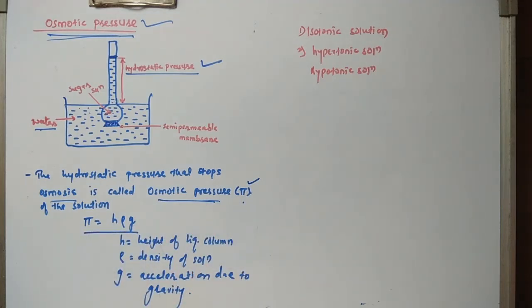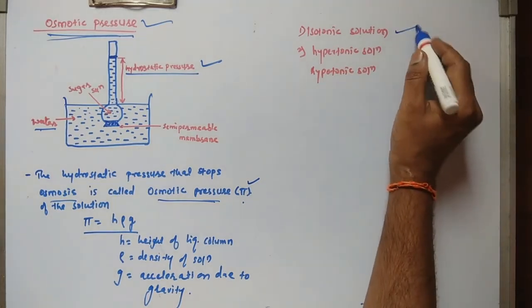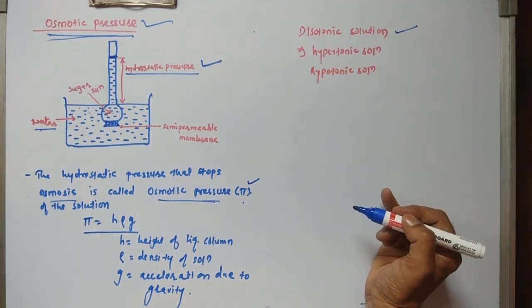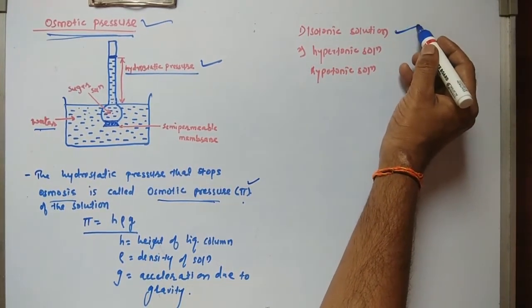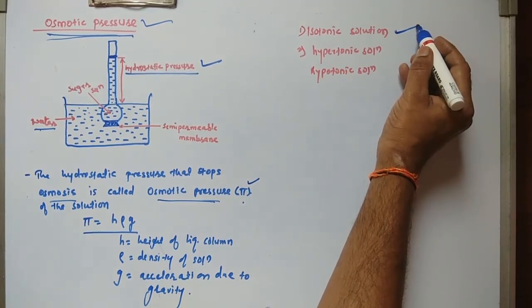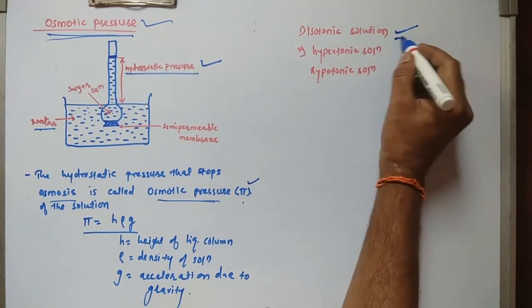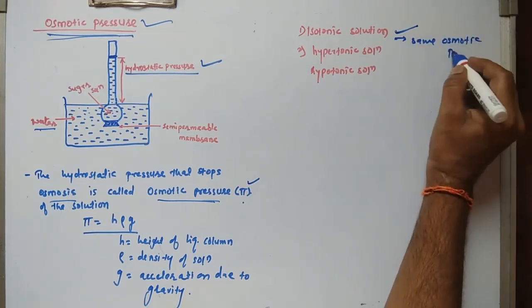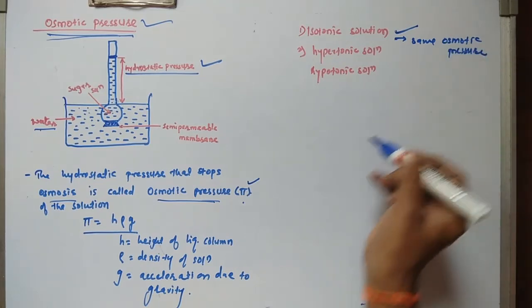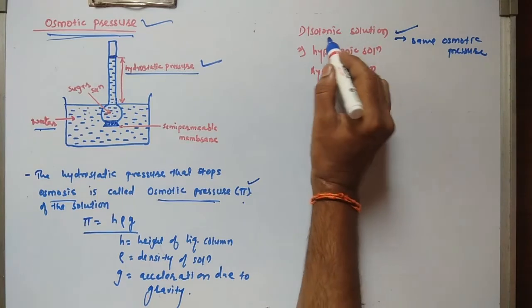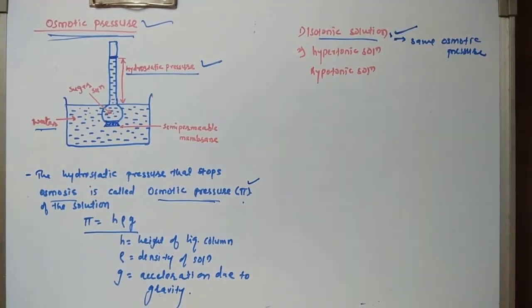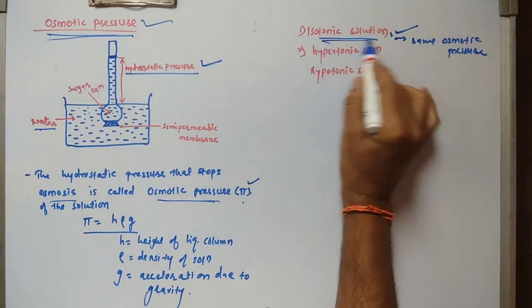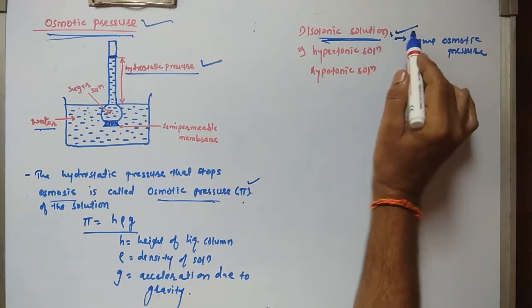Now let us see these terms: isotonic solution, hypertonic solution and hypotonic solution. Okay, what are isotonic solutions? Two or more solutions having the same osmotic pressure are called isotonic solutions. Okay, see the two solutions. Now for isotonic solutions, let us see the example.